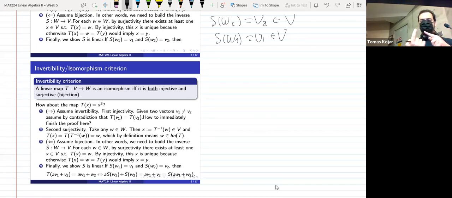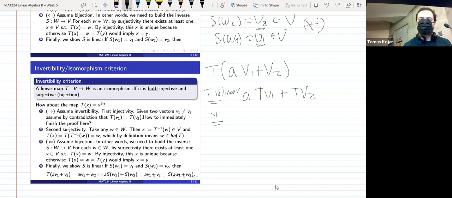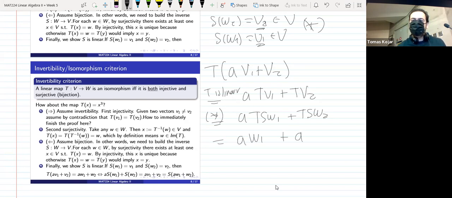You have to go back to the image. So you take these two guys and you look at them as inputs to T. T is linear, so you have that this is A TV1, TV2. But then we know what V1, V2 are, called this star. So this is A of SW1 and TSW2. We said that S is the inverse of T. So you get AW1 and W2.